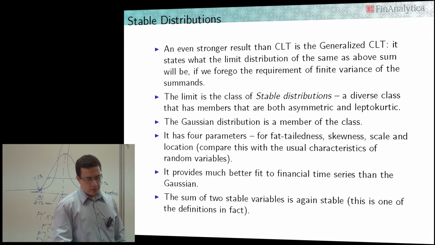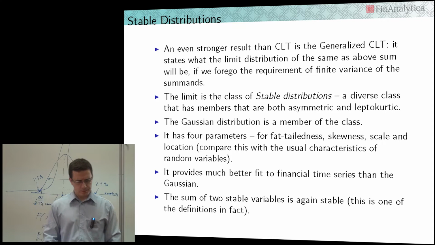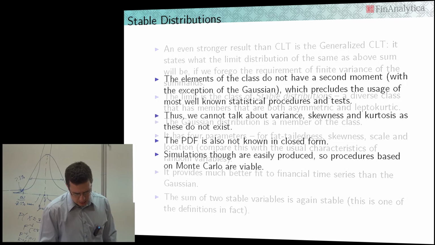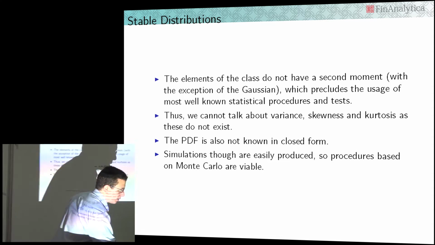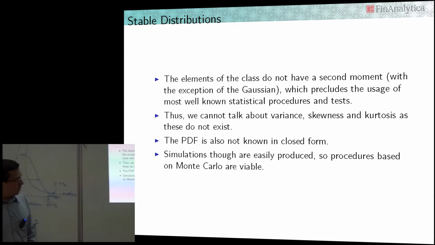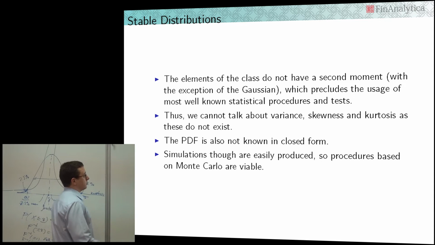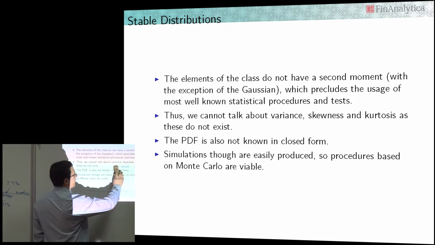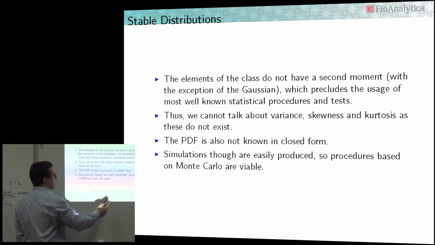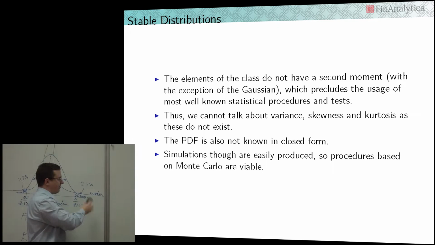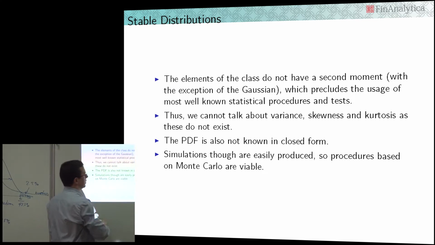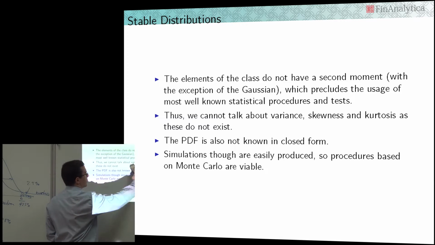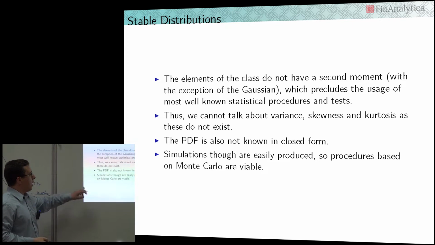And actually, what we have here are some other facts about the stable distributions. I already mentioned that we don't have a second moment. We actually cannot then talk about variance, skewness, and kurtosis, but of course, asymmetry and fat tailness are still defined. There's no problem with using those, where just skewness and kurtosis and variance are out of the question.